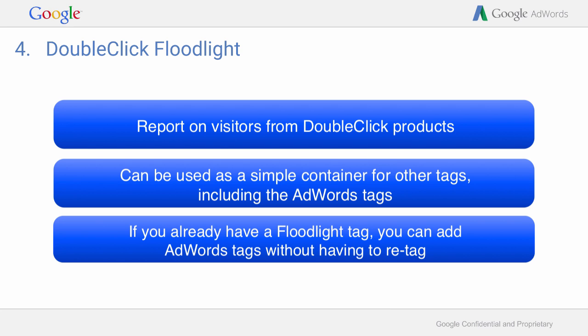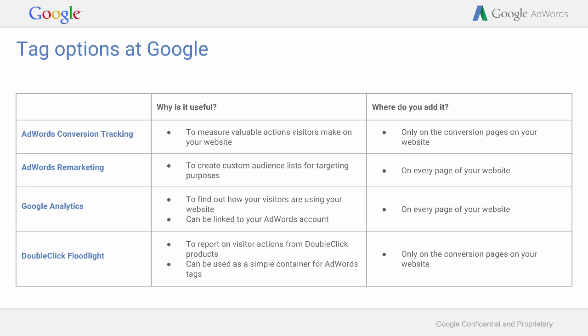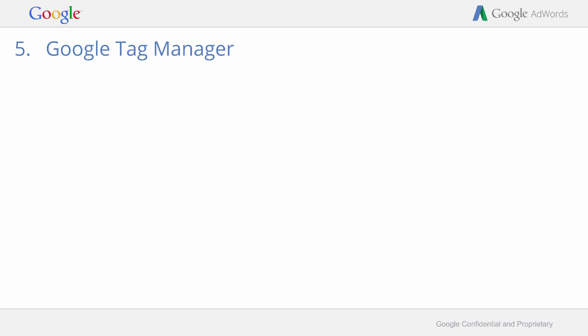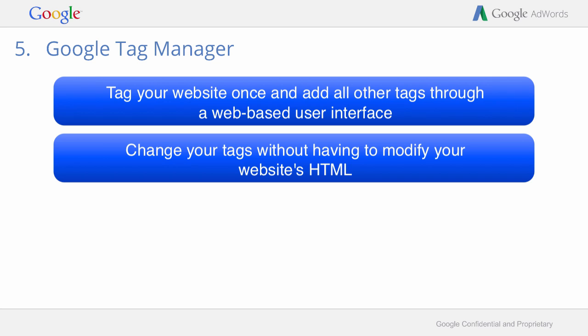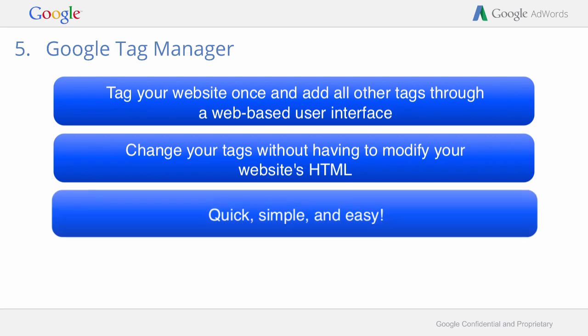If all of this is starting to sound like a lot of tagging, then don't worry, you're not alone. To help make things easier, you can use a tag management tool such as Google Tag Manager. Google Tag Manager is a tag container. This means that you only need to tag your website once. After that, all other tags that you want to add to your website can be added from a simple web-based user interface. This way you can change your website's tags without having to modify your website's HTML. This makes tagging quick, simple, and easy.